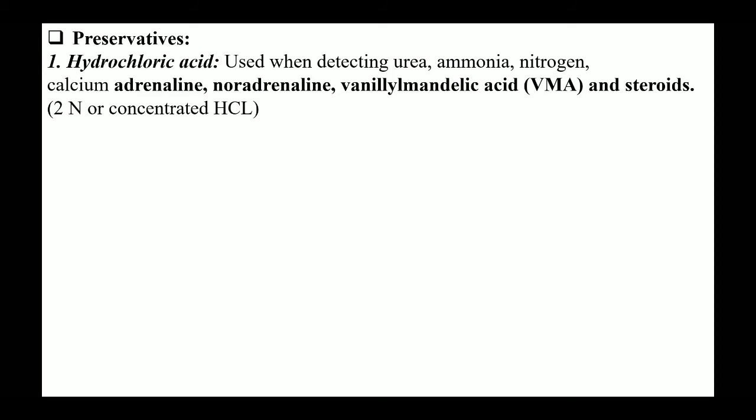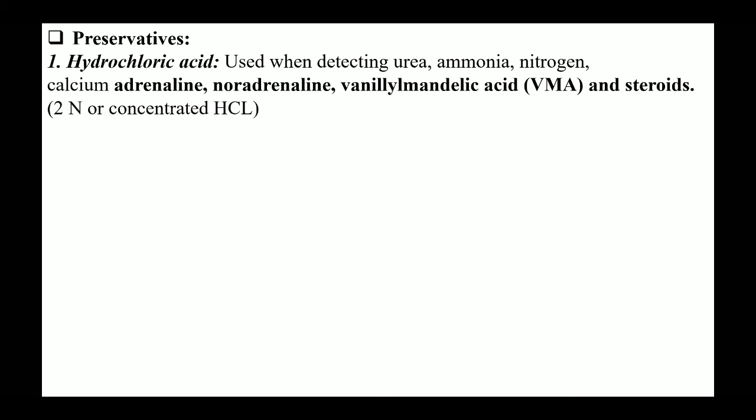There are many types of preservatives which are routinely used, but we will discuss here 5 preservatives which are mostly used. So first, hydrochloric acid. As we know, hydrochloric acid is a very strong acid. So if we add hydrochloric acid to a urine sample, it will actually prevent the proliferation of bacteria.